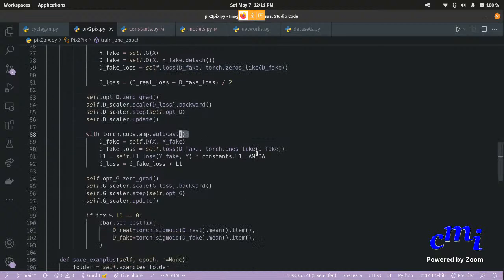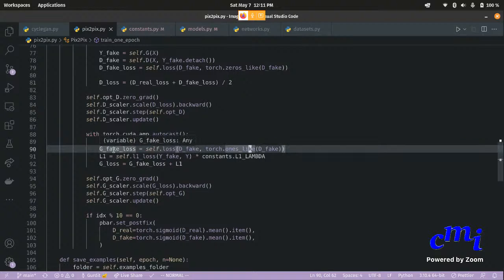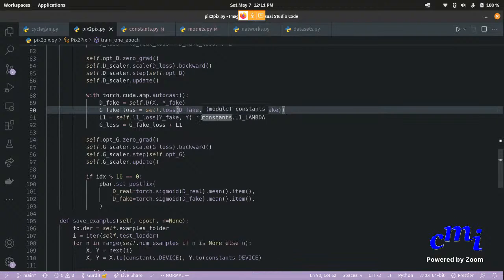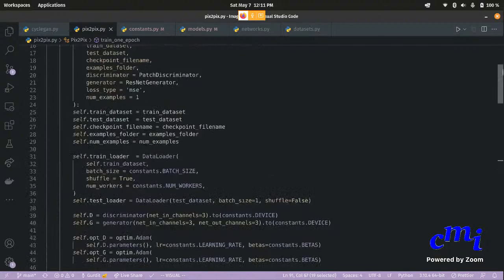For the generator, we try to predict the opposite. For the fake image, we would like the discriminator to predict 1. So we train the generator to produce an image that the discriminator will predict as 1. For the L1 loss, we multiply and add it to that. And yeah, that was about pix2pix.